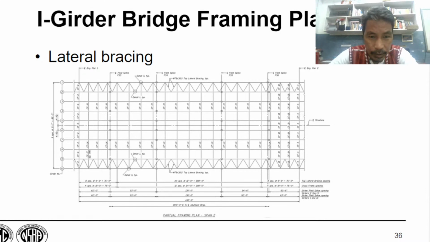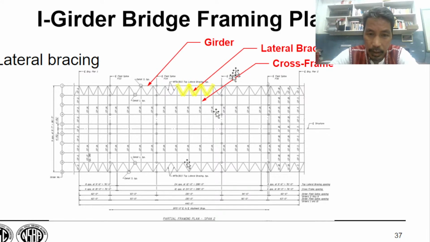So lateral bracing. We can use lateral bracing. Which one are those? That is the lateral bracing that we incorporated. We are going to design lateral bracing in steel design, and take a look.